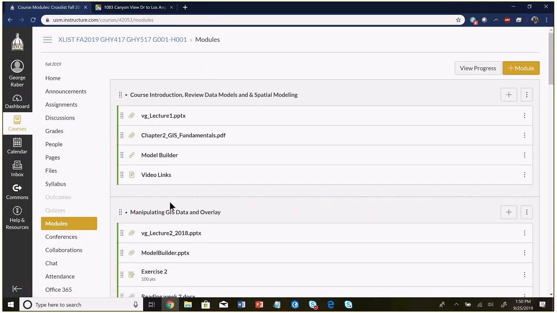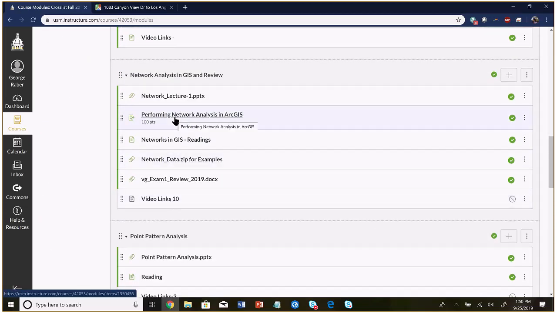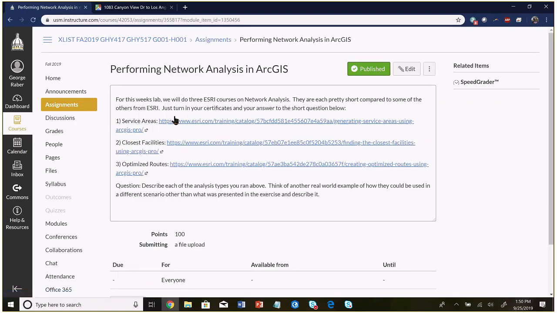So did anybody have trouble accessing these courses? If you had trouble, let me know. So what you're going to do this time is you're going to do what we just did in class, but you're going to follow a course that's going to show you how to do service area, closest facilities, and then optimized routes, which is really a variation of the service areas. So these are all network analyst tools in ArcGIS.